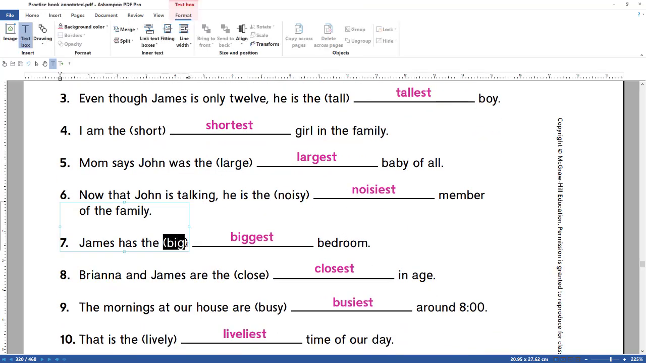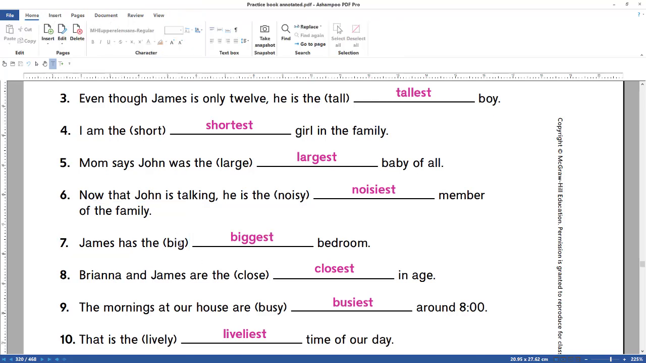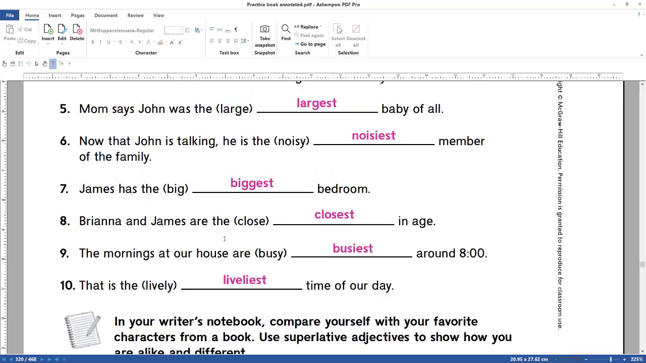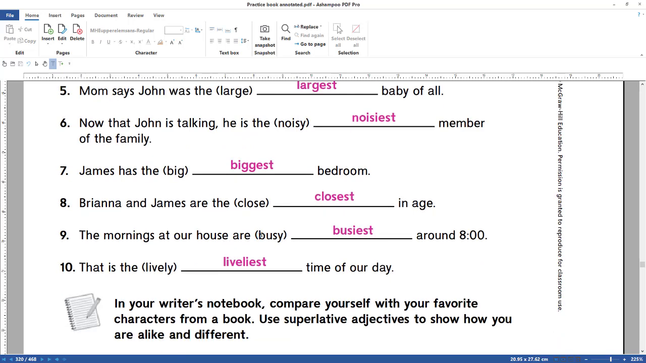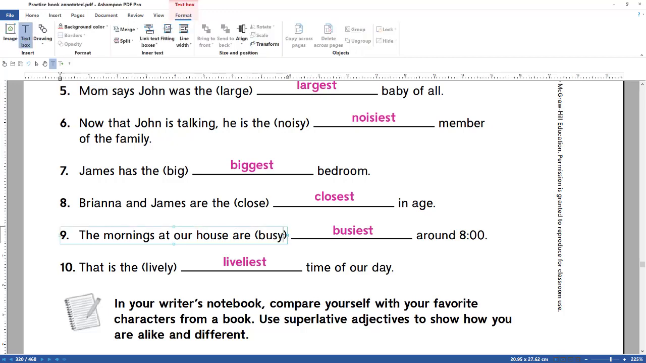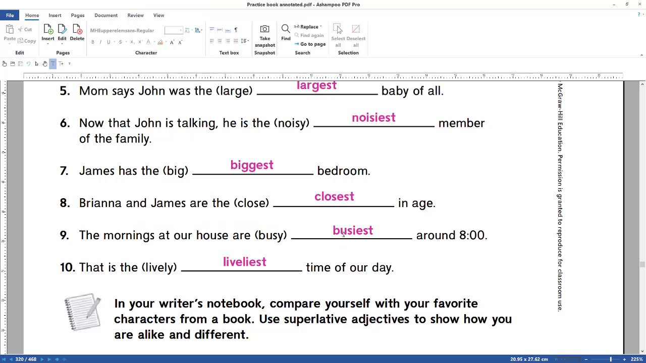Here, big ends with g, which is a consonant, and preceded by i, which is a vowel. So in this case, we have to duplicate the g. Write it twice, okay? Then add est, so it became biggest. For the y, as you can see here, busy. Okay, the rule is saying we have to remove the y and write iest instead. So busy will be busiest. Okay? I hope now it's clear. And now let's go to the next lesson.